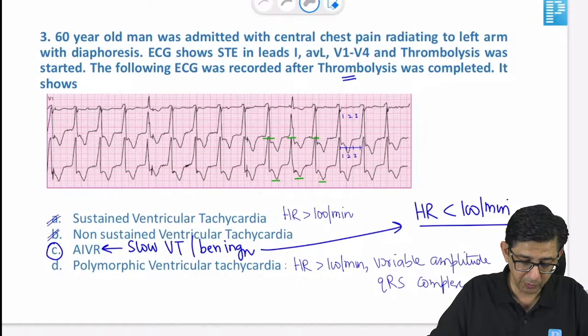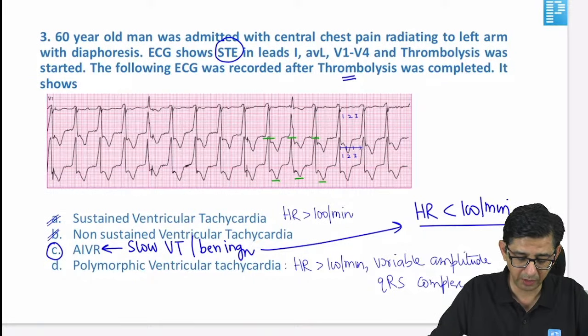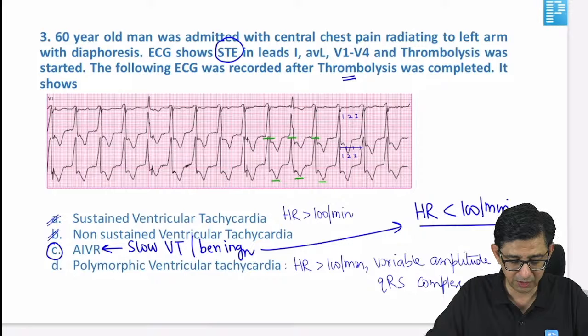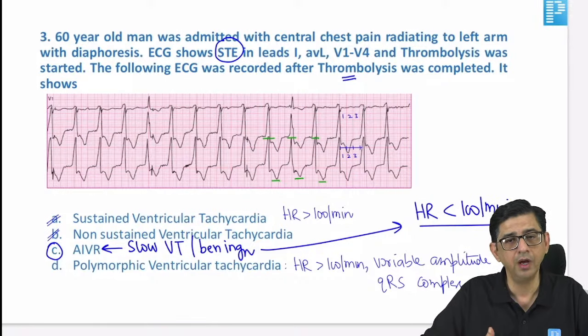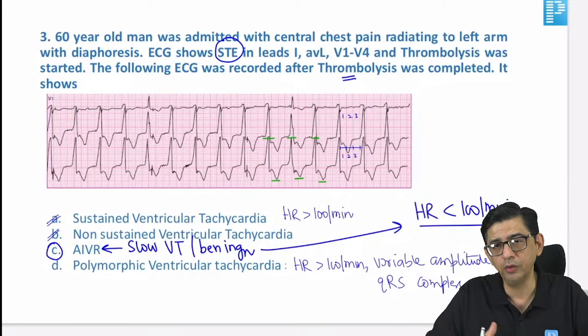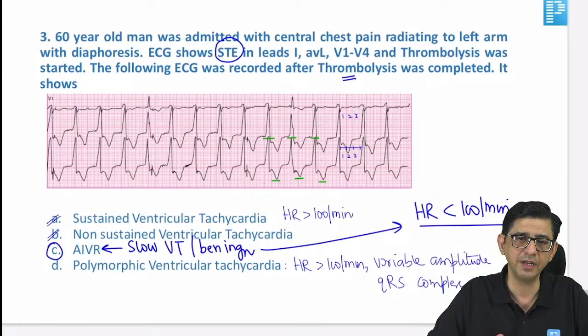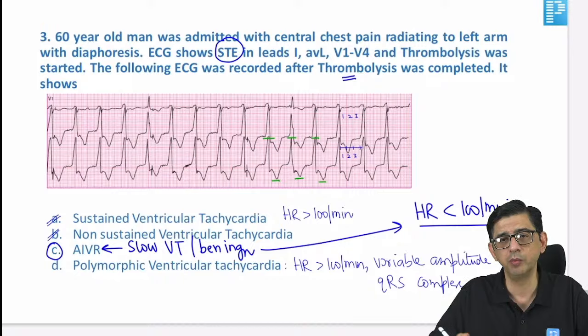Okay, the question came up of how to differentiate between sustained and non-sustained ventricular tachycardia. Sustained would be a duration of more than 30 seconds and non-sustained would be less than 30 seconds. How to solve that? Well, you'll need to count the total number of boxes, and for 6 seconds of ECG there would be about 30 large boxes.